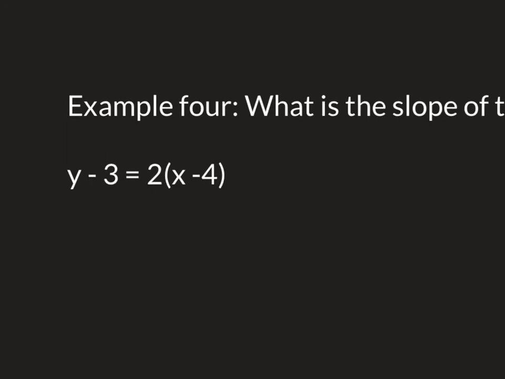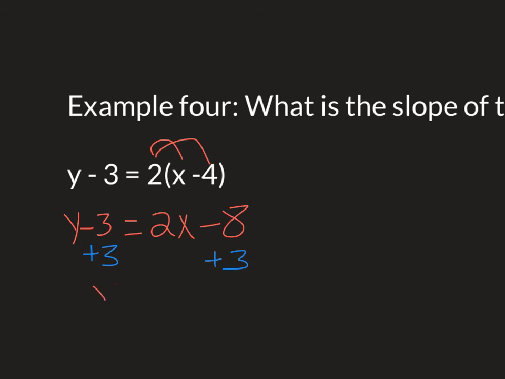Let me get my marker. We're going to have to go 2 times x, 2 times the negative 4. And when we do that, we're going to get y minus 3 is equal to 2x minus 8. Then, from here, we know we need to get that y by itself. So we're going to have to add 3 to both sides. And when we do that, we're going to get y equals 2x minus 5.